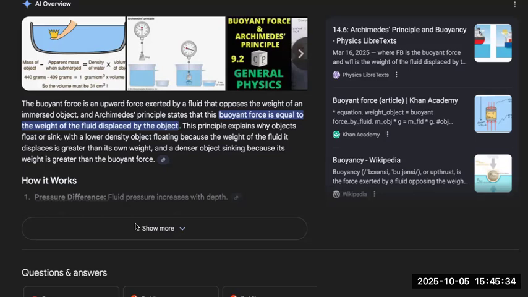displaced by the object. This principle explains why objects float or sink, with a lower density object floating because the weight of the fluid it displaces is greater than its own weight, and a denser object sinking because its weight is greater than the buoyant force. So there you have it.